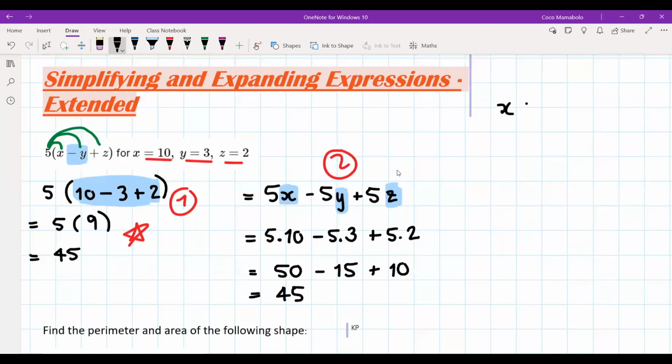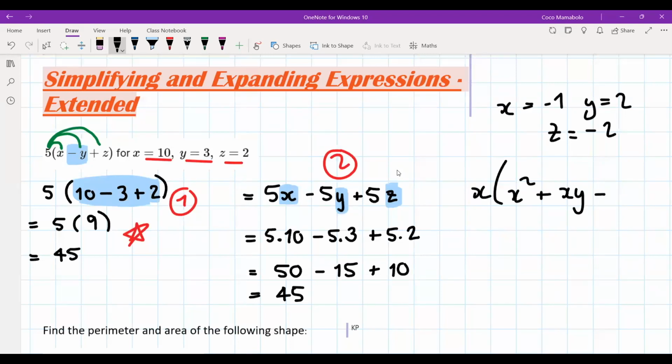Let's say, for instance, they say x is equal to -1, y is equal to 2, and z is equal to -2. If they give you a sum that looks like this, x bracket x squared plus xy minus 3zx, to do the inside part, you make sure that the x squared is -1 times -1, which is +1, plus minus xy. That makes it so much more complicated when you're looking at it from this standpoint. So in this type of case, it'll be easier for you to do this first.